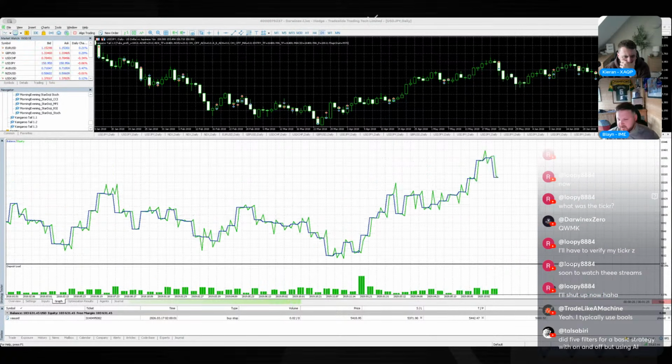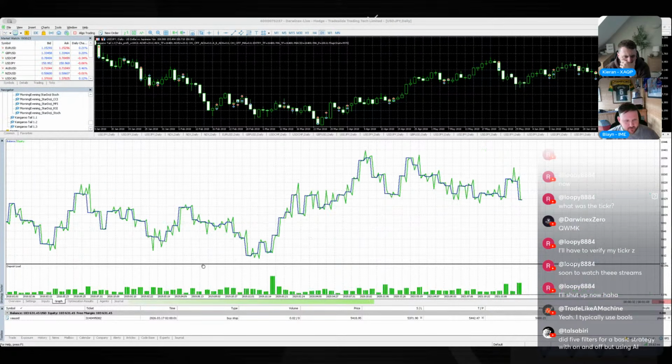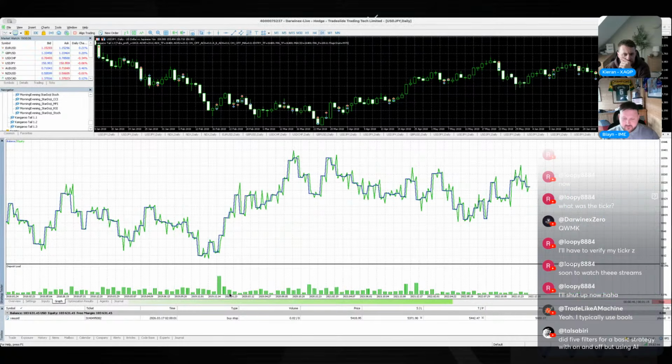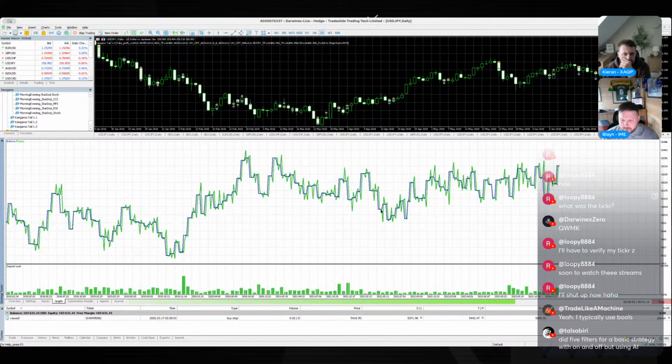Yeah, typically use bools. Yeah, I mean, these can be moved into bools, but I just keep it numeric anyway. So for me it's almost the same. Did 5 filters for basic track with on off, but using AI? Yeah, to be honest, I don't think there's any wrong way of doing it. As long as we get to the same conclusion, we're using the same sort of stuff, it doesn't matter. I think a lot of people should be using AI now, especially with how good some of the software actually is, because it'll speed up the process, and there's more time to do data mining than anything else.